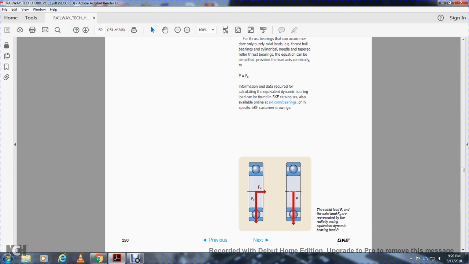This shows the radial load F R and the axle load M, representative of the radial action on the equivalent dynamic bearing load P.